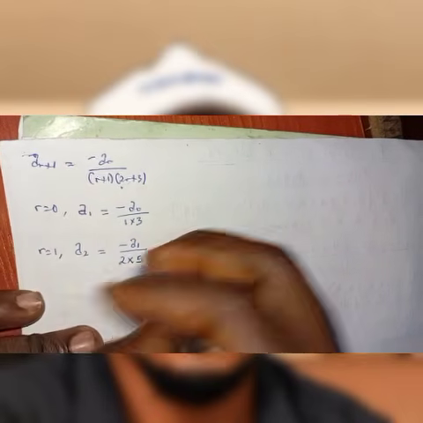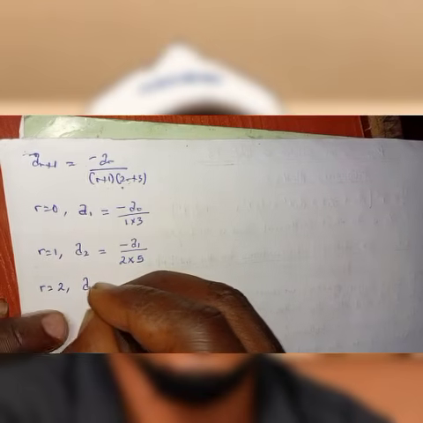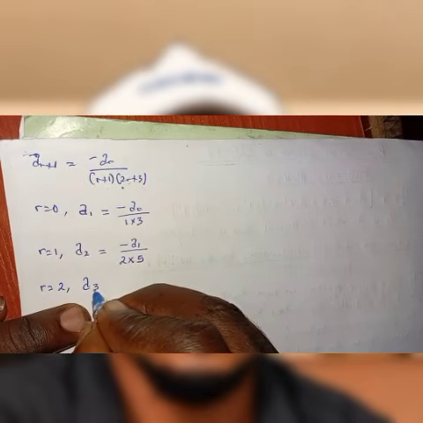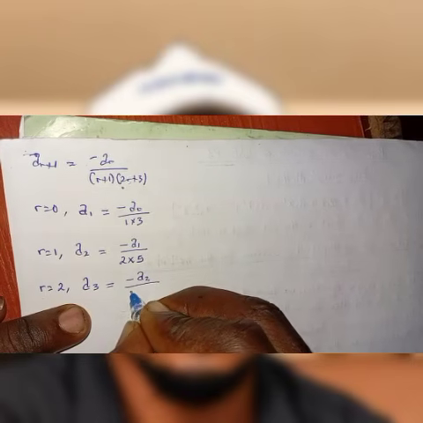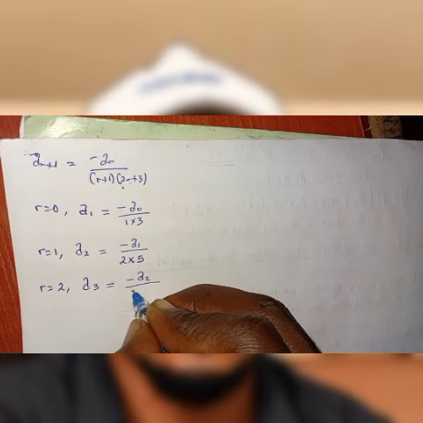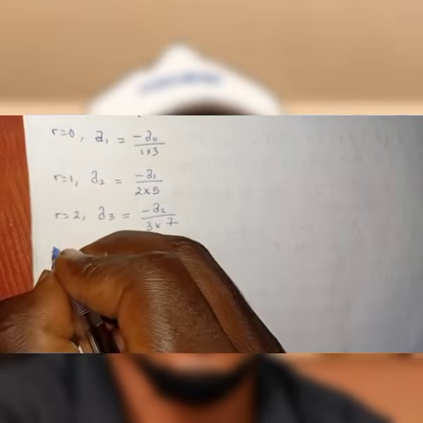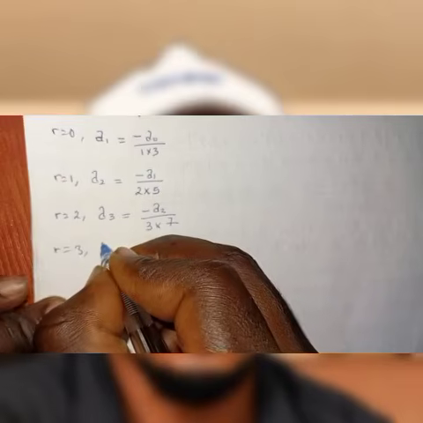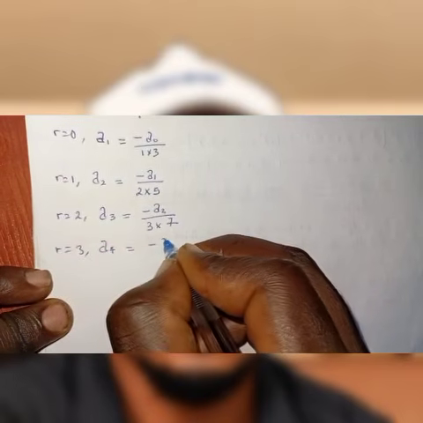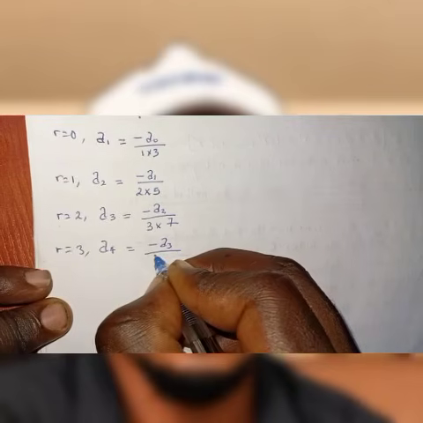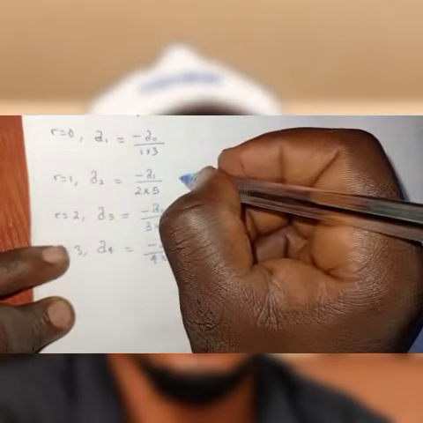2 multiplied by 5. When r equals 2, so you're going to have a3 minus a2 over, so this will be 2 plus 1, that's 3 times 7. Then when r equals 3, so we're going to have a4 equals minus a3 over 4 multiplied by 9. Now let's change everything to a0.